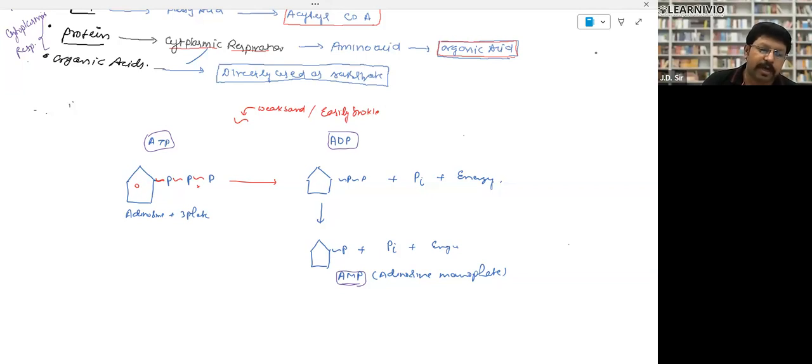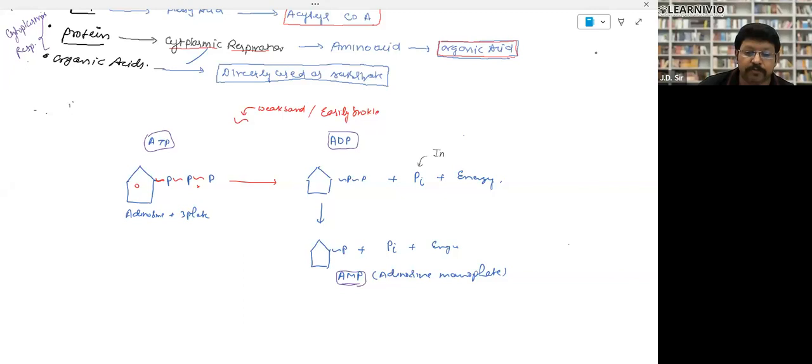These bonds, I have shown like this, right? Why? Because when bonds are breakable, or they can be broken easily, we use this kind of wavy symbol, right? So this is adenosine triphosphate, an energy molecule, the energy currency. When we require energy, the last bond breaks down and the last phosphate gets separated. Pi means inorganic phosphate. This Pi represents inorganic phosphate.